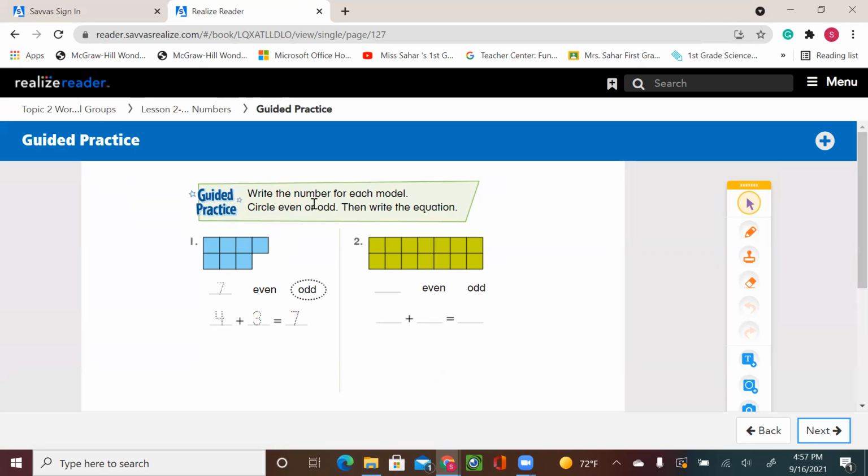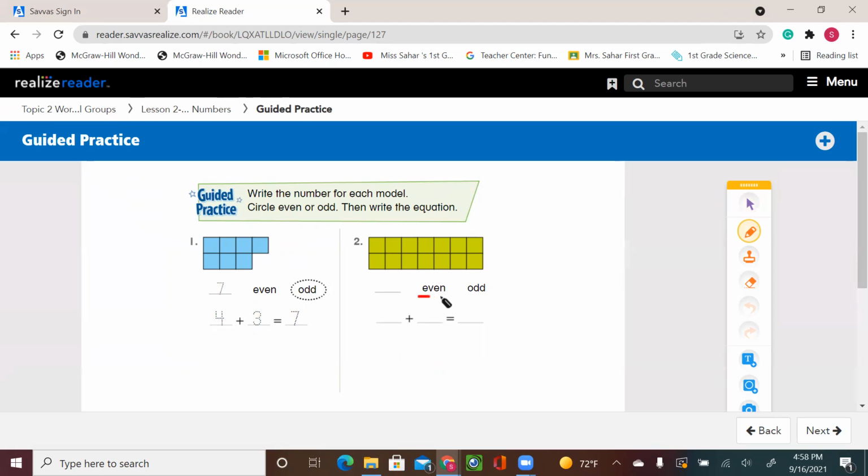All right, write the number for each model, circle even or odd. So as we see, total 7. One row has 4 squares, and the second has 3. So this is odd because they're not paired. But if we go to number 2, I can see that it's an even number.